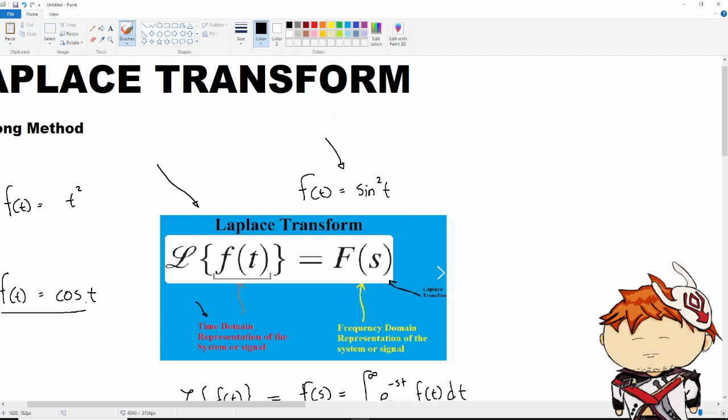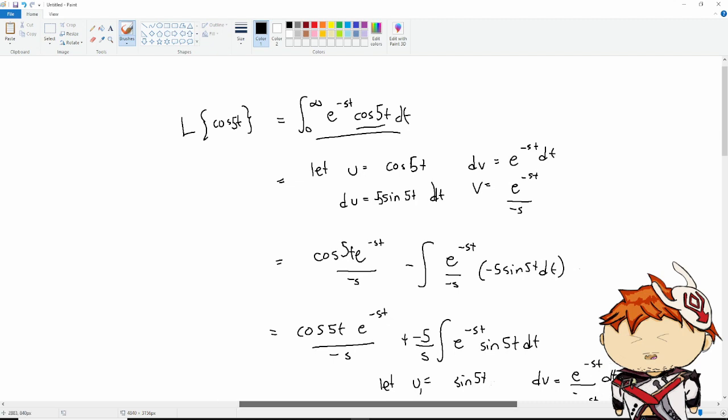It will be fun if you try it, considering this is like cosine t. I'm going to give you a hint, wink wink: you can manipulate it first. You can transform it by using double or half angle identities. I hope you guys are excited to do this kind of problem. Good luck. And this is basically the long method of Laplace transform.